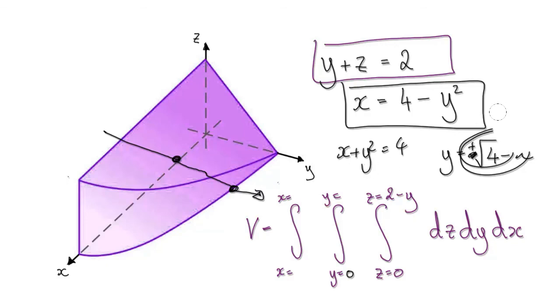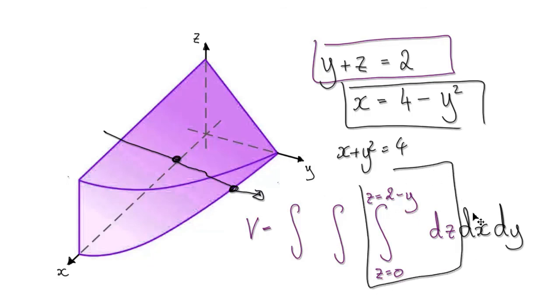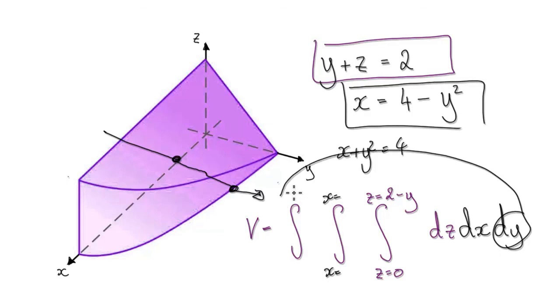So rather than working with y, we're going to switch dy and dx around. So let's do dx first, and then dy. So you see y later on. Hang on, let me just change this. So we've done our z in the z direction. We now need to consider dx. So x equals something, and then the outer integral will be y equals something.